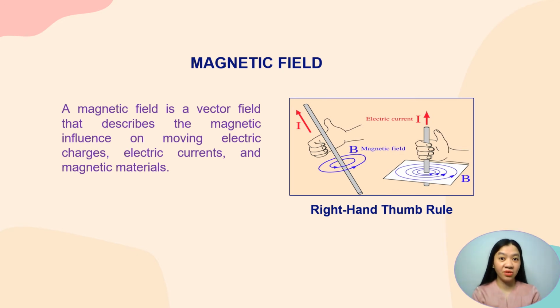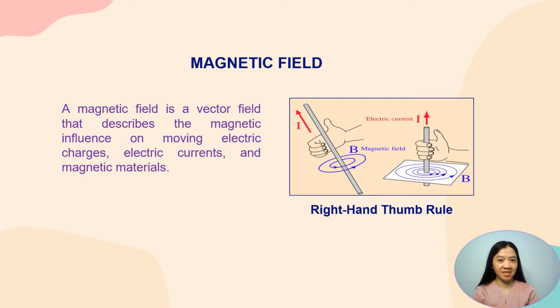A magnetic field, on the other hand, is a vector field that describes the magnetic influence on moving electric charges, electric currents, and magnetic materials. Magnetic fields are produced by electric currents that can be macroscopic currents in wires or microscopic currents associated with electrons in atomic orbits. Magnetic field lines around a long wire, which carries an electric current, form concentric circles around the wire, as shown in the diagram on the right.